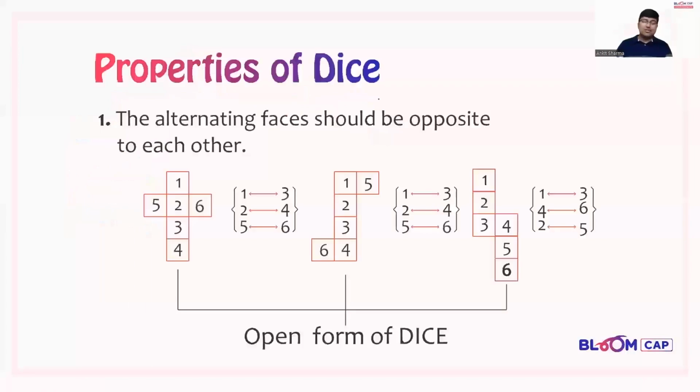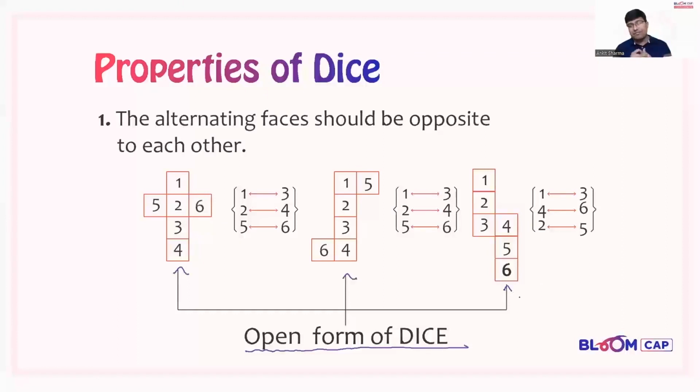Now, my dear students, a dice has got a total of 6 faces. If we cut a dice and open it, we will get structures as you can see over here. All of the 3 things which you can see over here are nothing but open forms of dice. This is one way of opening the dice. This is another way.